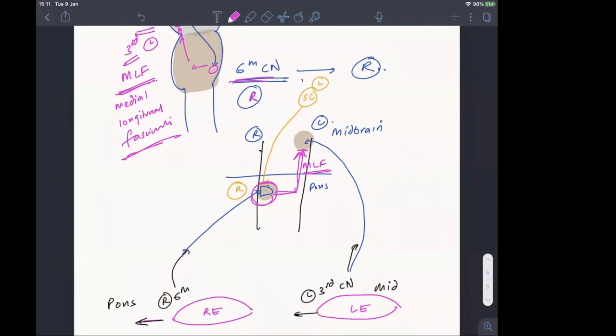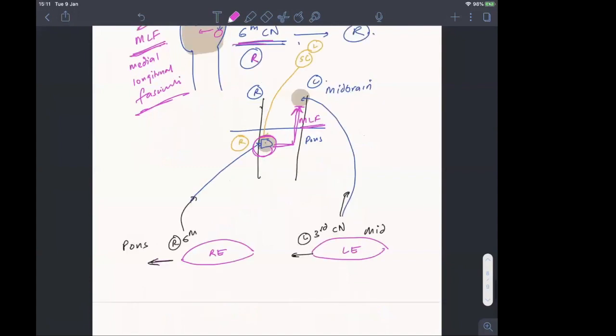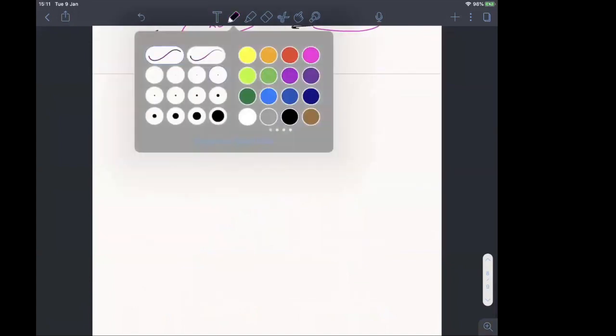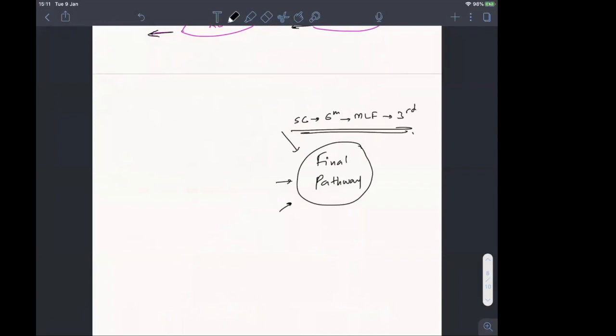Okay, excellent. Now, this is what is known as the final pathway. For all your eye movements, ultimately, this is where it will end up. So what does that mean? What does the final pathway mean? It means that if you want to move your eye, ultimately that command will end up in the superior colliculus, sixth cranial nerve, medial longitudinal fasciculus, third cranial nerve. This is that final pathway.